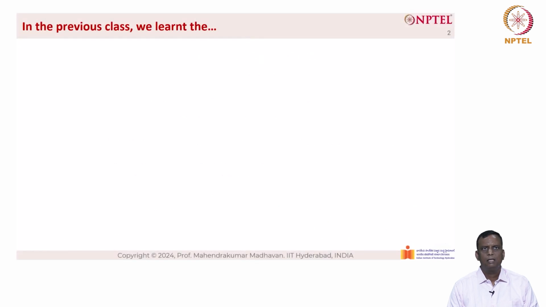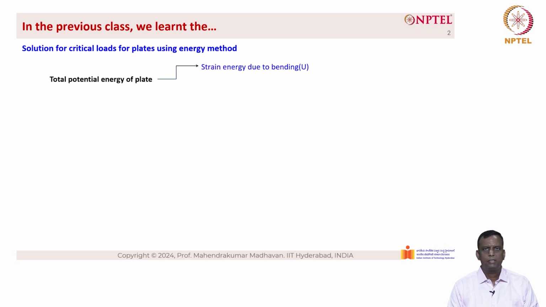In the previous class, we learned that the solution for critical loads for plates using the energy method comes from the total potential energy of the plate, which is a combination of strain energy due to bending of the plate as well as the potential energy due to externally applied loads V.